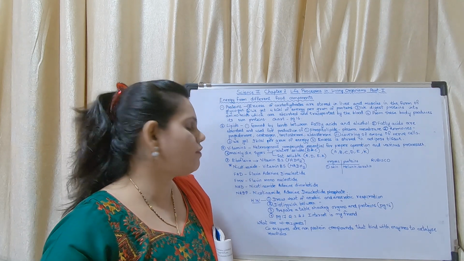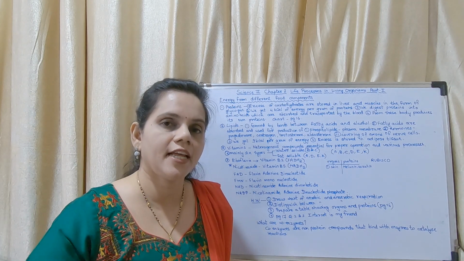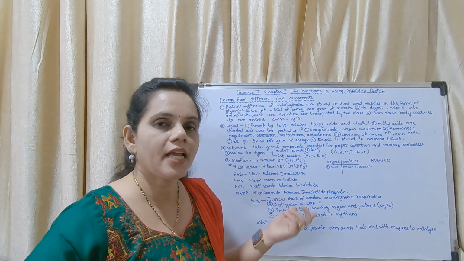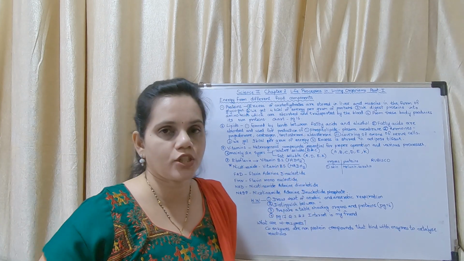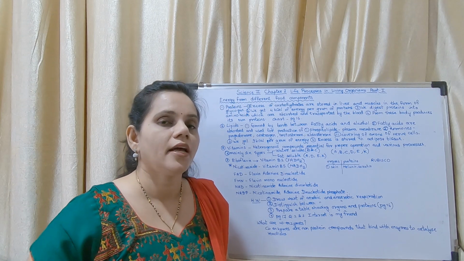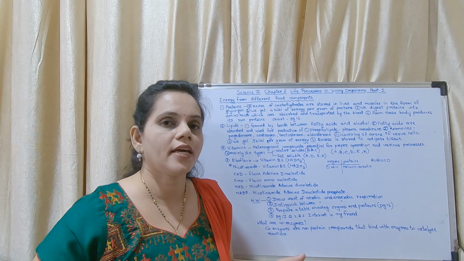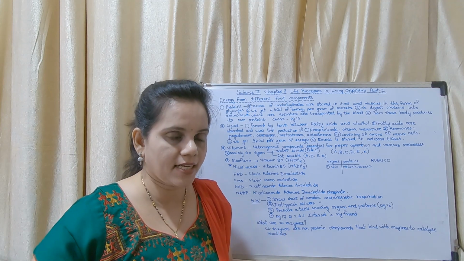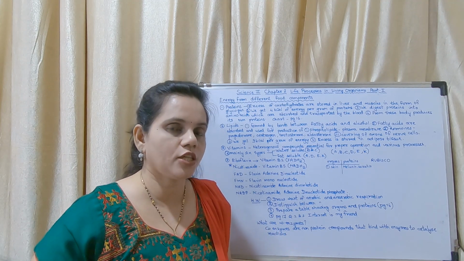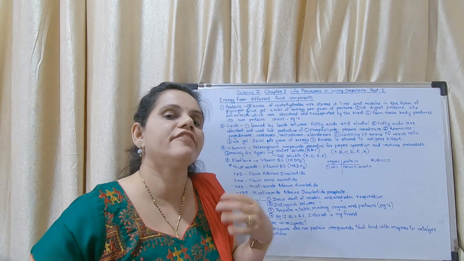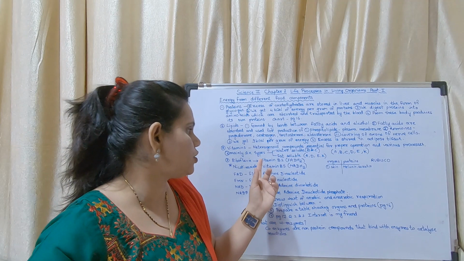So riboflavin is the name of a vitamin. Which vitamin? It is vitamin B2. It is helpful in the production of FADH2. What is FADH2? FADH2 is flavin adenine dinucleotide. Okay, we had studied it in the last lecture. These are the energy molecules which are formed during the reactions.